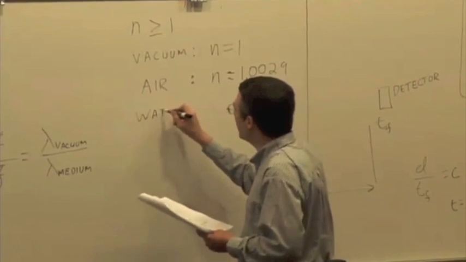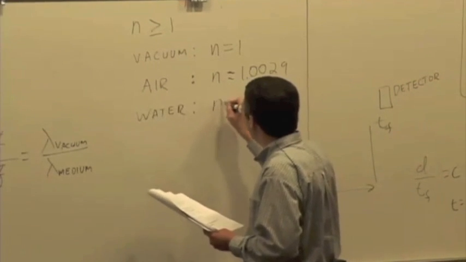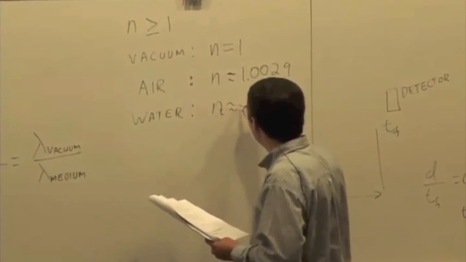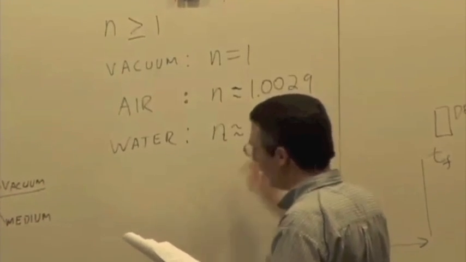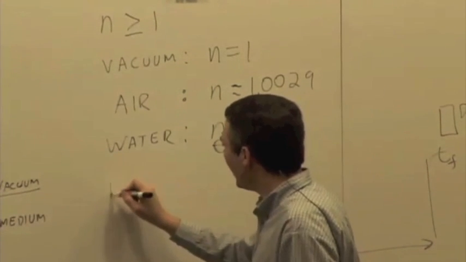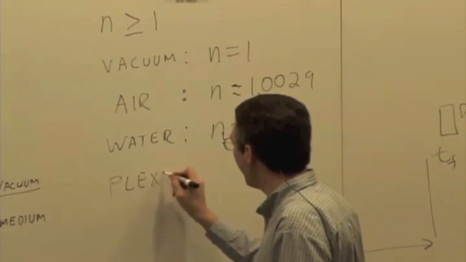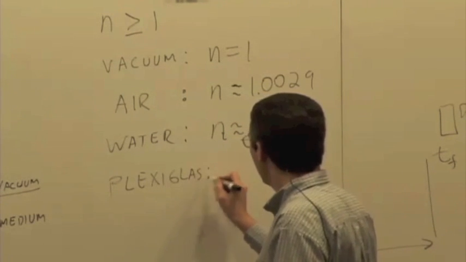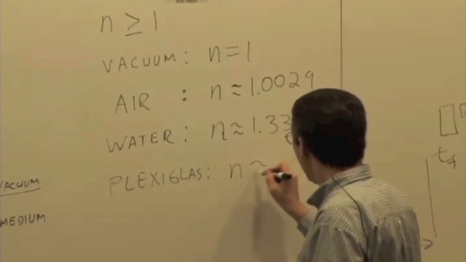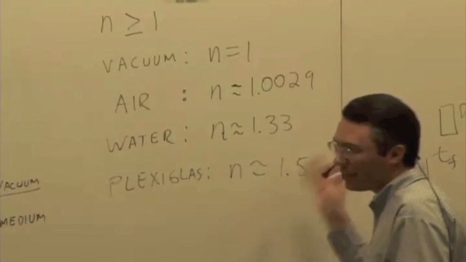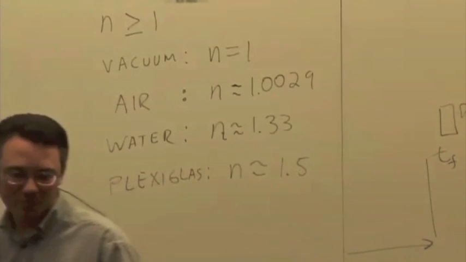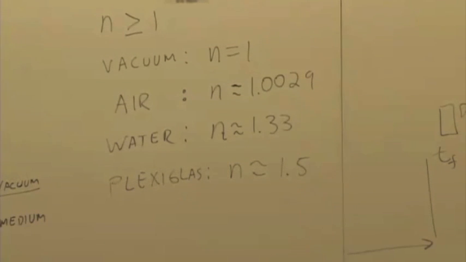Water, n is approximately equal to 1.33. And then various things, you have like plexiglass, for example, where n's about equal to 1.5. And other types of plastics, n's about 1.3 to 1.5, so it depends on the material. But those are some typical values, okay?